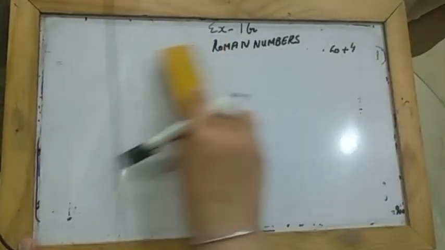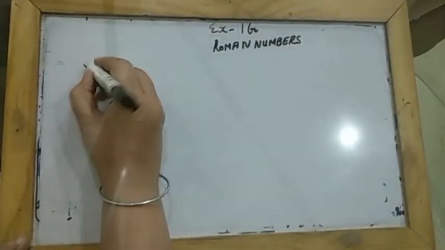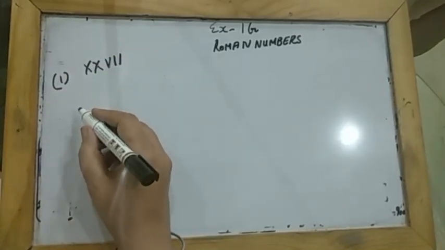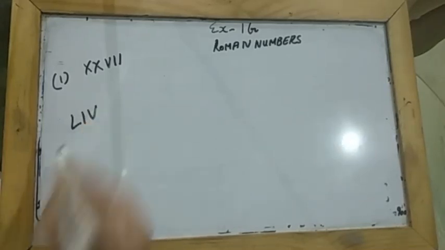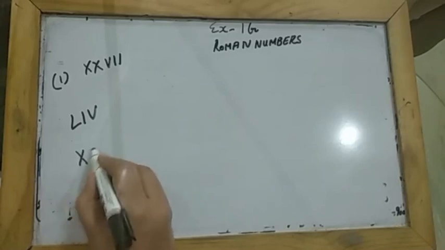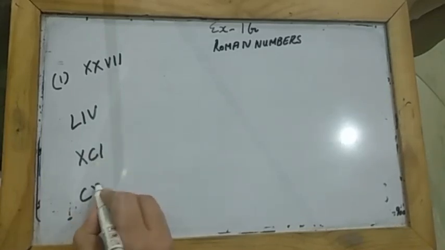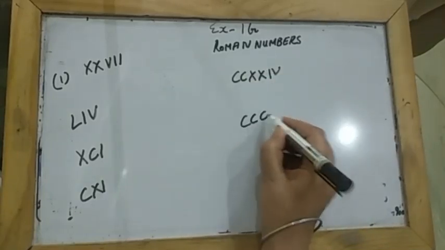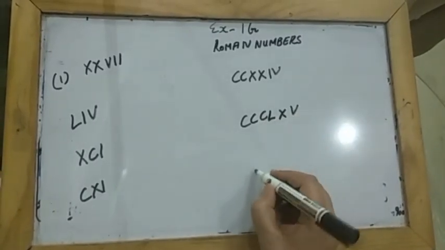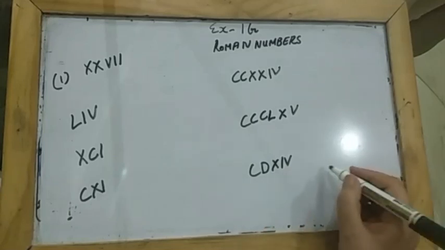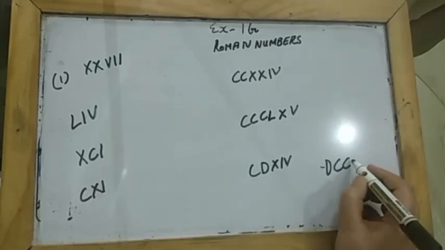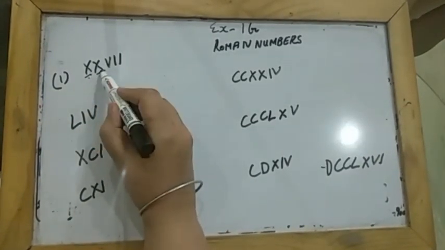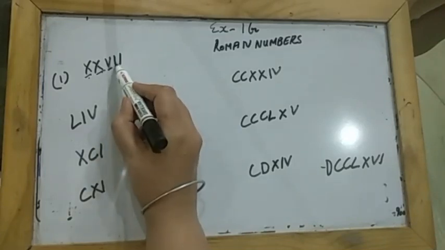In the third question, they have given you the Roman numbers and they are asking you to convert them into Hindu-Arabic numbers. So I will take some examples, like I can take C1, I can take CX1. Now look at this. This is 10 plus 10, 20 and 5, 25 plus 1 plus 1.